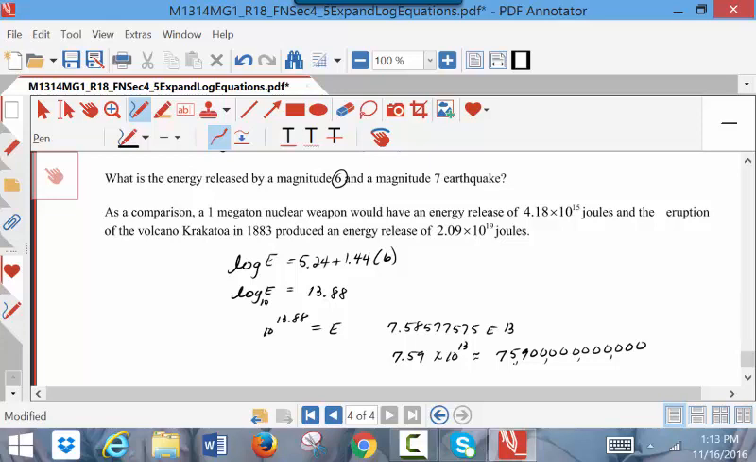When it says up here that a 1 megaton nuclear weapon would have an energy release of 4.18 times 10 to the 15th power, this is really close to that number. 10 to the 13th power and 10 to the 15th power. We're up there real close to whatever a 1 megaton nuclear weapon does. That's some pretty serious energy.